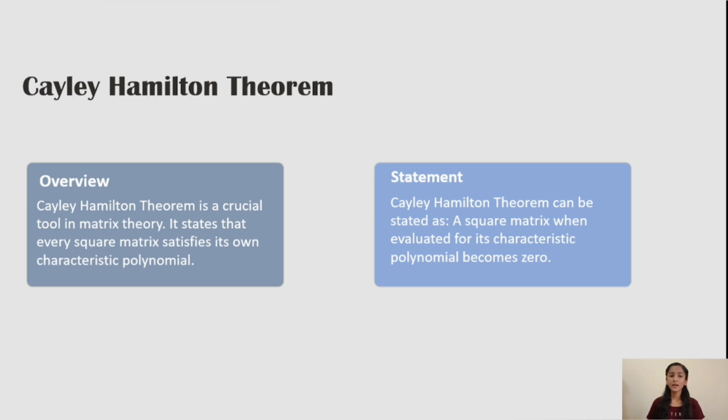Cayley-Hamilton theorem. Let's see the overview. Cayley-Hamilton theorem is a crucial tool in matrix theory. It states that every square matrix satisfies its own characteristic polynomial. And the statement is as given below. Cayley-Hamilton theorem can be stated as: a square matrix, when evaluated for its characteristic polynomial, becomes 0.